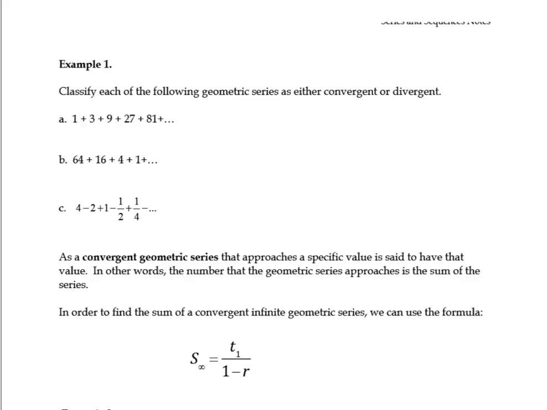So let's classify each one of these as either convergent or divergent. To tell that, we need to figure out the common ratio. Our common ratio in the first one is 3. So convergent or divergent? Divergent. Numbers between -1 and 1 are like fractions, or decimals that are small.